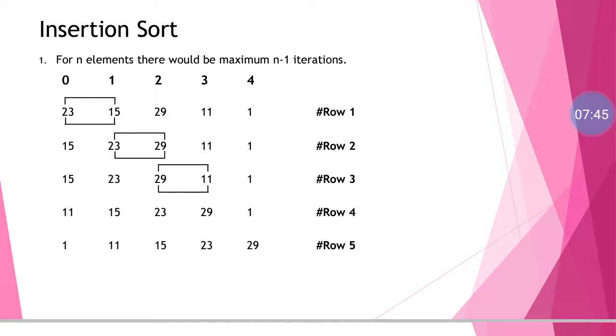And in the fourth iteration, the fourth element will be compared with all the elements left to it, so 1 will be compared with 11. 1 on comparison with 11, 1 comes to 0th position. 11 was at 0th position in row 4, it comes to first position in row 5. 15 was at first position, it comes to second position. 23 was at second position, it comes to third position, and 29 was at third position in row 4, it comes to fourth position in row 5. I hope it is clear.